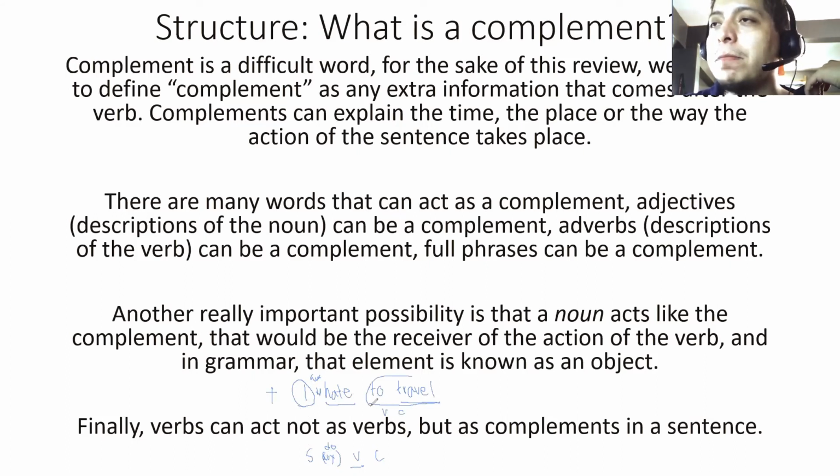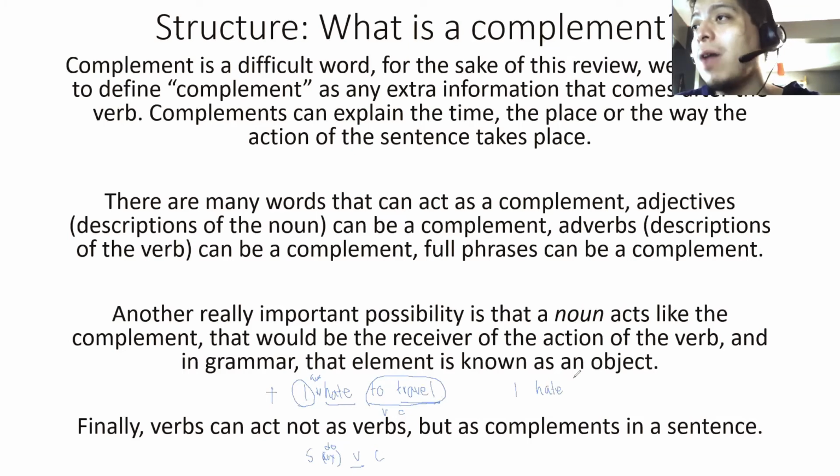This verb is not really a verb. You don't have subject plus verb plus verb. You have subject plus verb plus complement. No one is traveling. When you say, I hate to travel, you are saying you hate something. The action is hating. Traveling is the name of the thing that you hate. You can say, I hate traveling. Yes, subject, verb, and complement. Or you can say, I hate to travel.